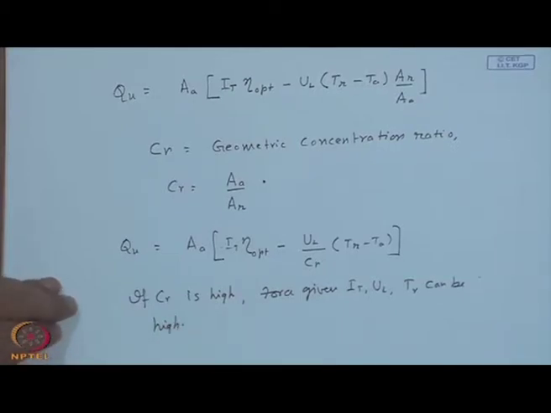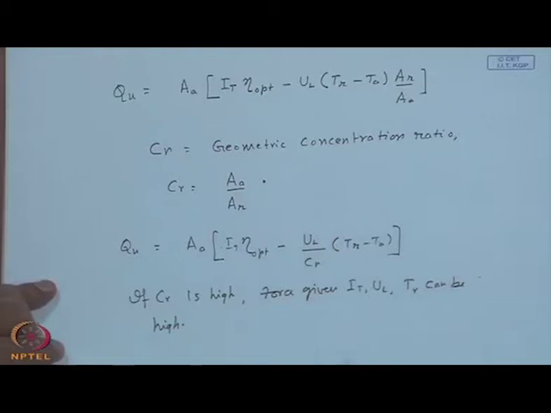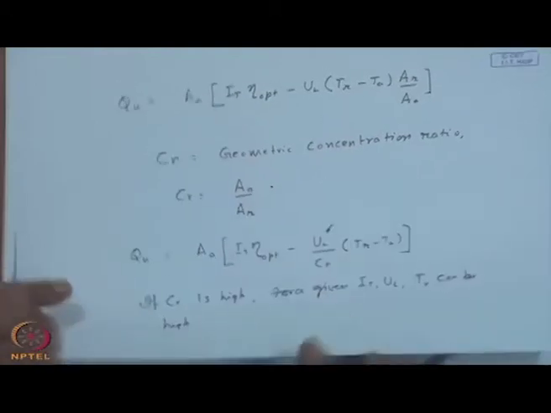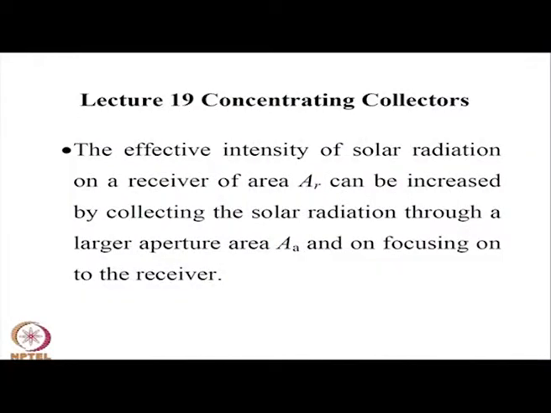If you compare with a flat plate collector, if I choose this concentration ratio as something like 10, I may have a delta T 10 times larger for a given UL at the corresponding critical level. So, this is essentially increasing the effective intensity of solar radiation on a receiver area AR collected from an aperture area AA.